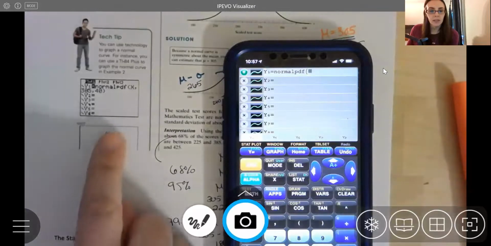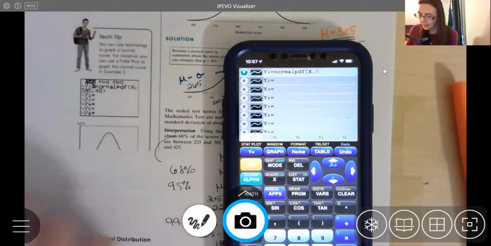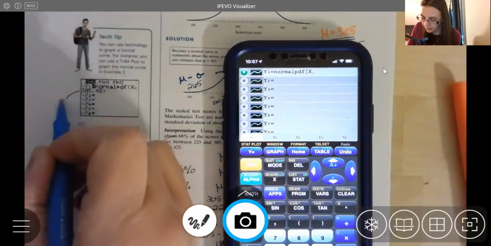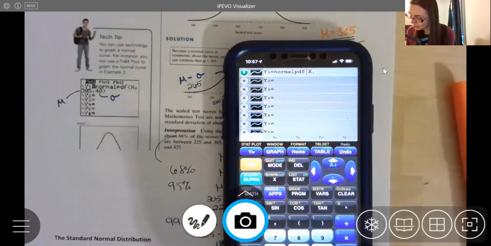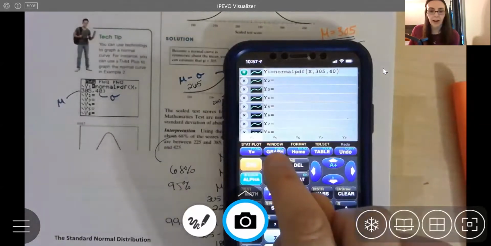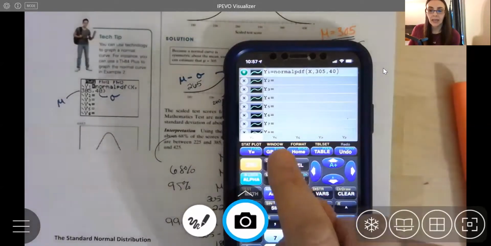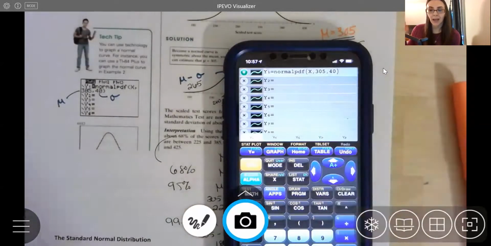And then what you do is it's listed here. So you type your x first. That's your variable. Now the second thing you're going to type in is the mean. And then the last thing is the standard deviation. So our mean here was 305 and our standard deviation was 40. And then you're going to hit that graph button. Now, you want to be careful. Notice your mean is at 305. So on your x-axis, you need to be all the way over at 305 to actually see this graph.